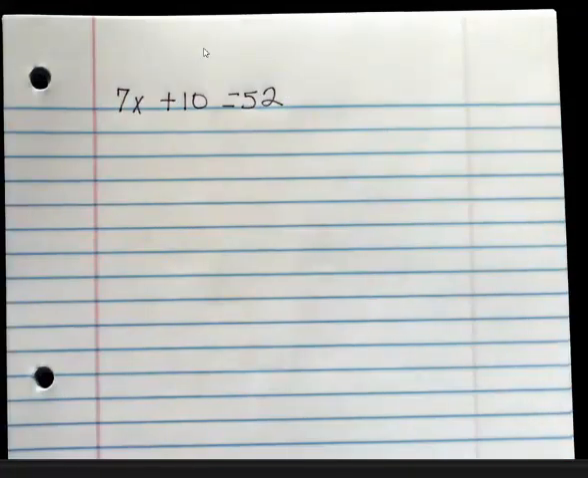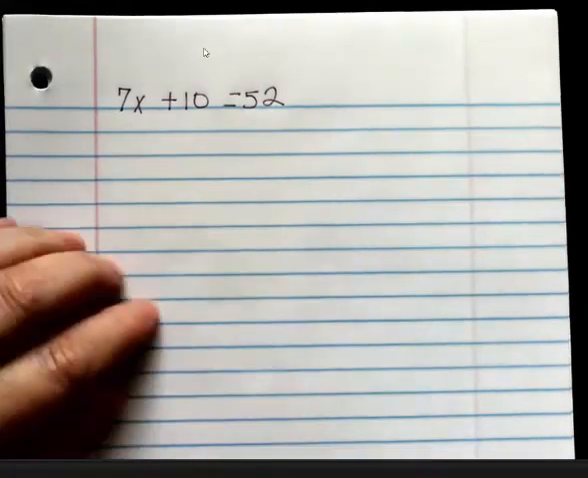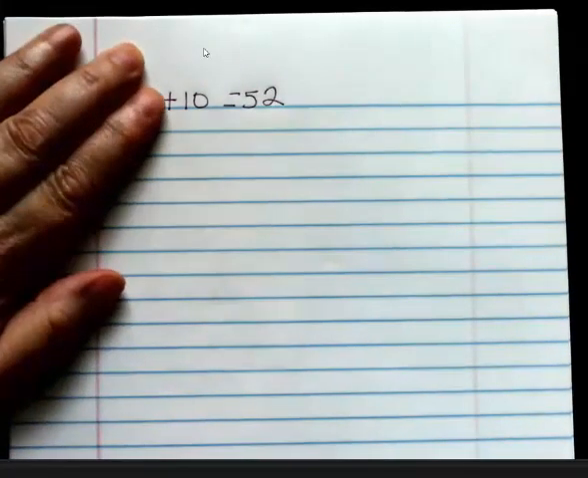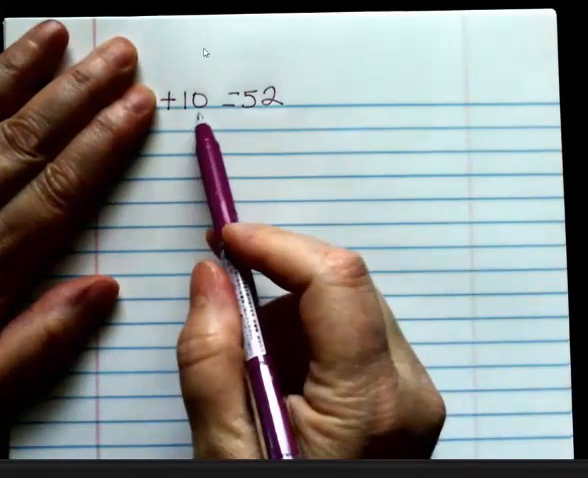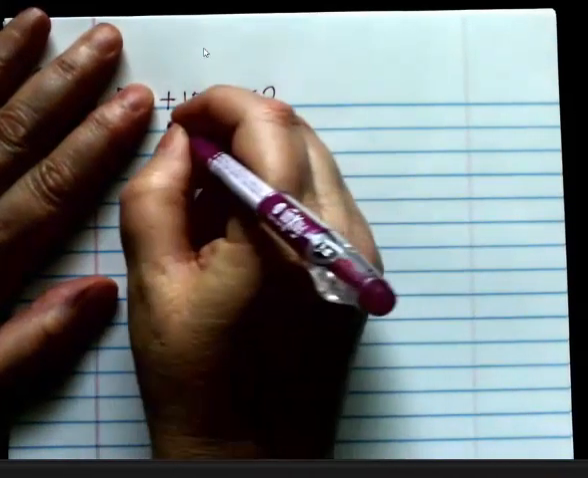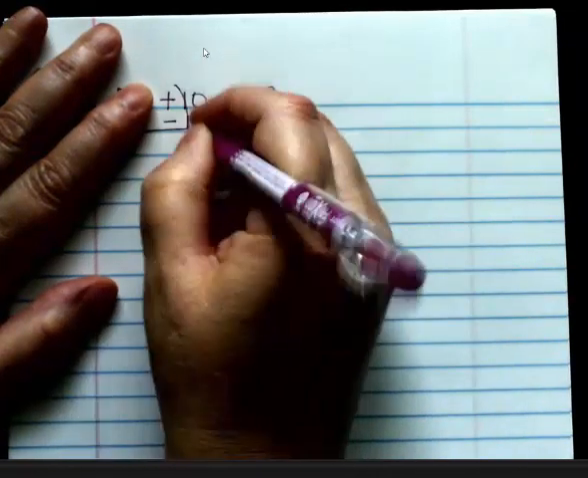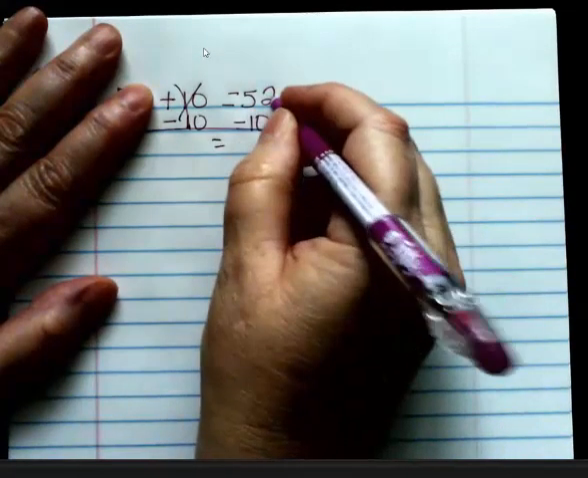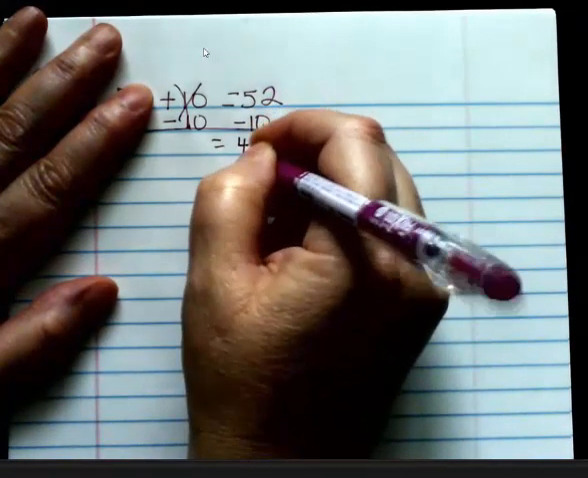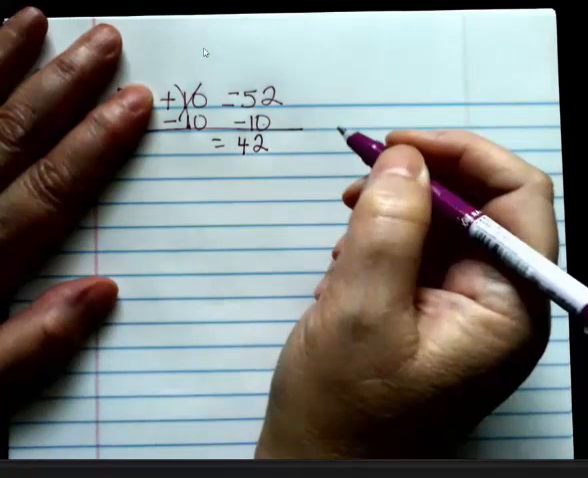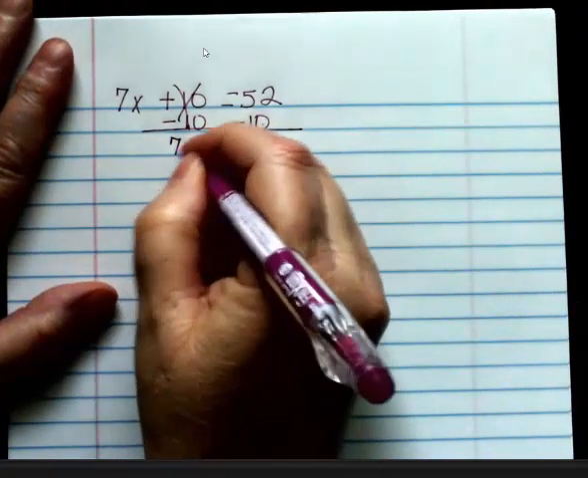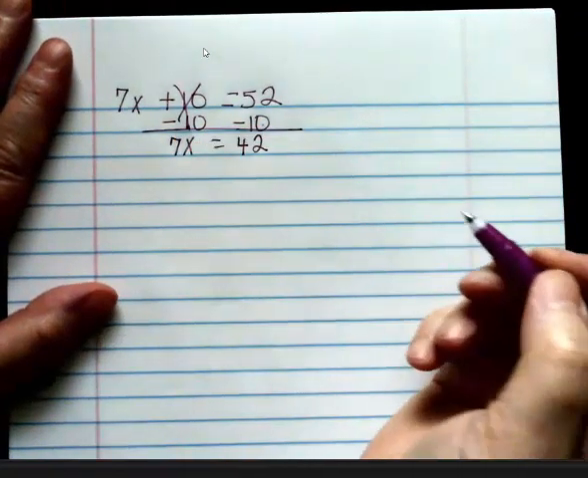Now, the first thing you want to do is always get rid of your whole number first. So if you cover up your variable like we did in the very beginning, I have a plus 10. To get rid of that, I would subtract 10 from both sides. These cancel out. What's 52 minus 10? 42. And now instead of just x coming down, I have 7x.